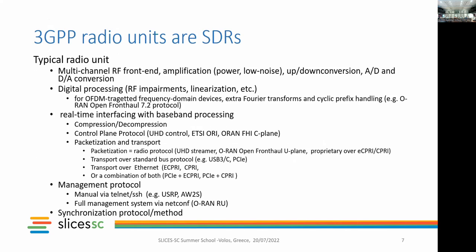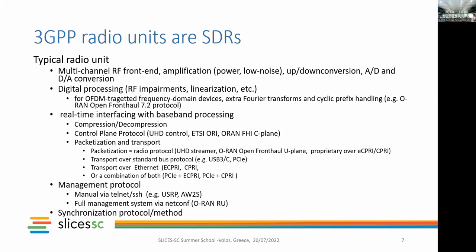We talked a little bit more about 3GPP radio units. What is in a typical radio unit? You have a multi-channel RF front end: amplification, power and low noise amplification, up and down conversion, A to D, D to A conversion. You have digital processing for certain types of RF impairments, linearization in the case of a high power amplifier. And for OFDM targeted frequency domain devices, you might even have extra Fourier transforms and cyclic prefix handling according to the O-RAN open fronthaul 7.2 protocol.